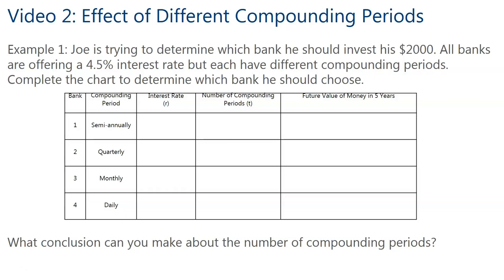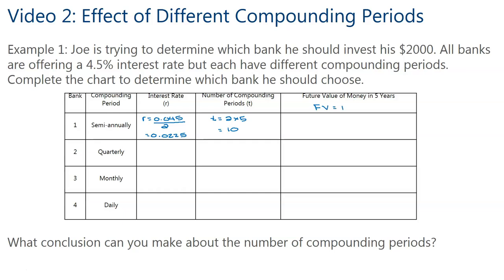So let's start with Bank 1, which is compounded semi-annually. So now the interest rate is going to be 4.5% changed to a decimal, and then divided by 2, because semi-annually means twice a year. When I do that, I get 0.0225. Now for the number of compounding periods, since it's compounded 2 times a year, over the course of 5 years, there will be 10 compounding periods.